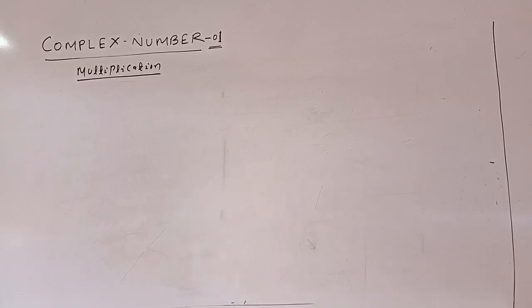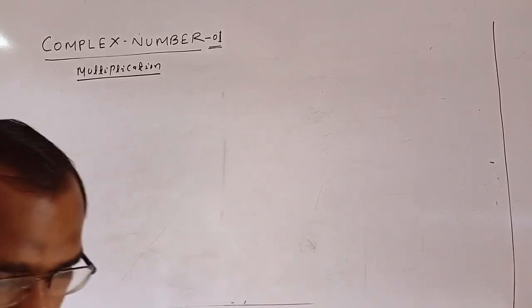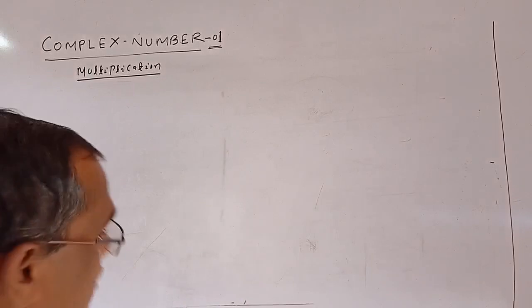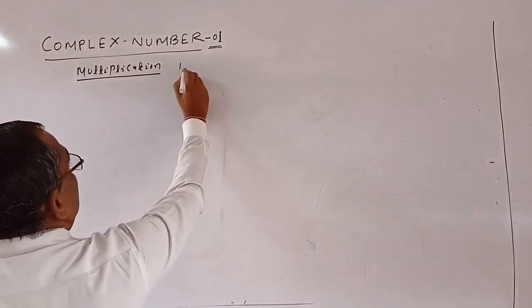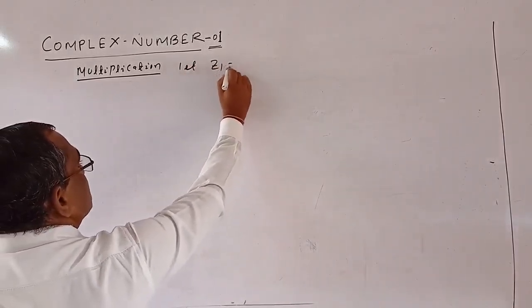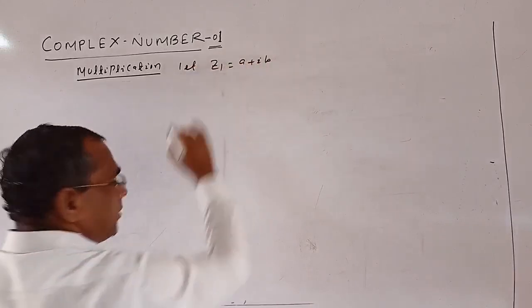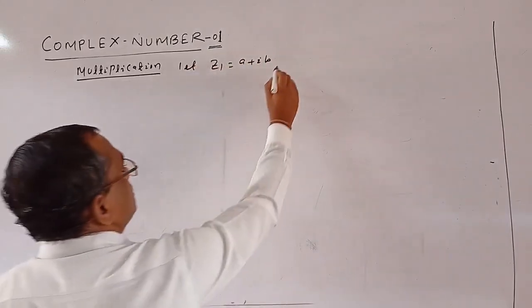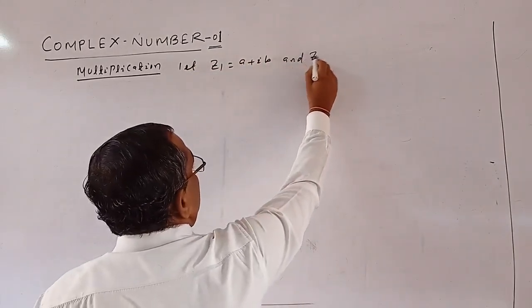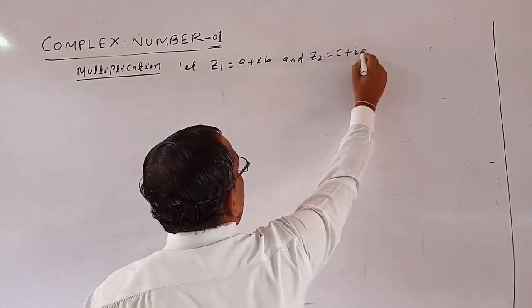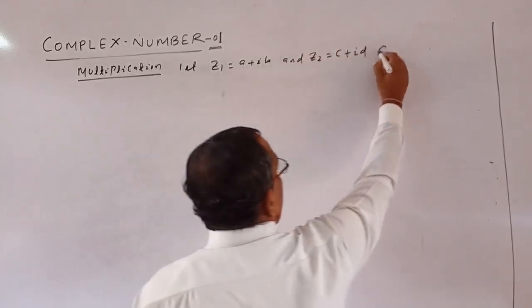Multiplication. Okay, how to find the multiplication of two complex numbers? Let z1 equal to a plus ib and z2 equal to c plus id be two complex numbers.